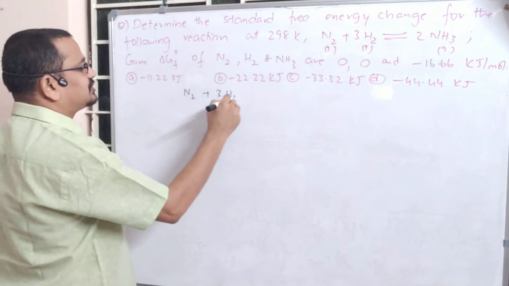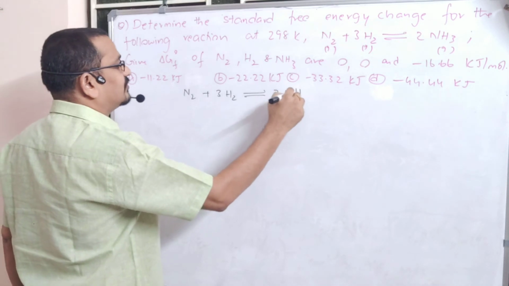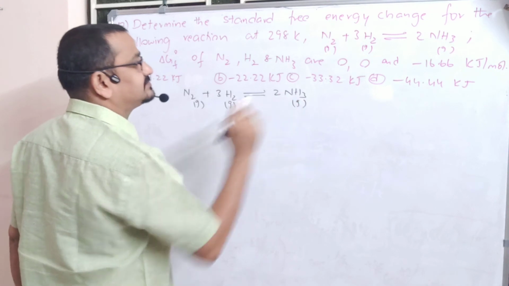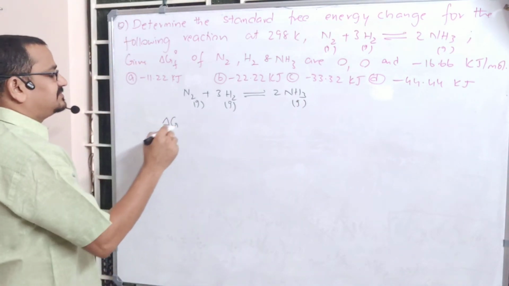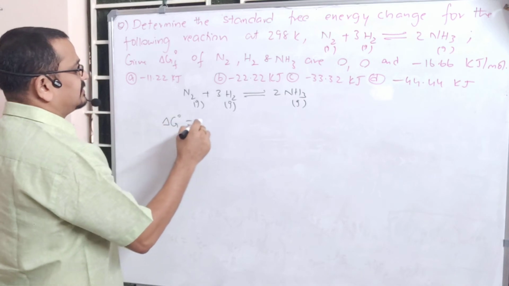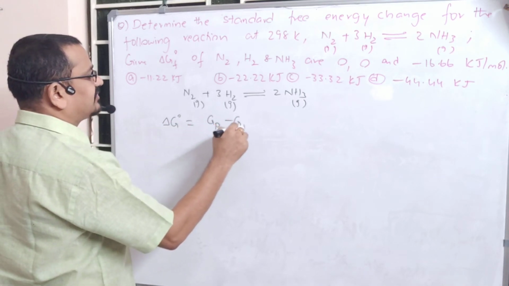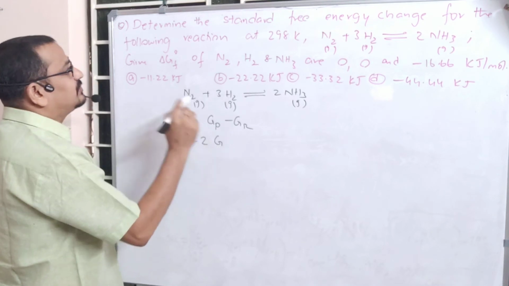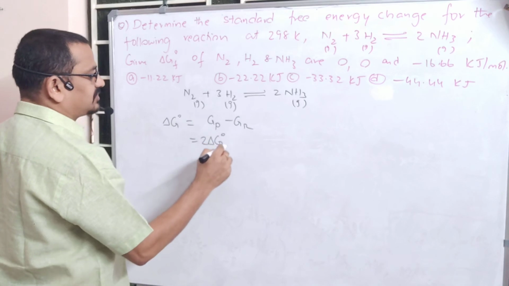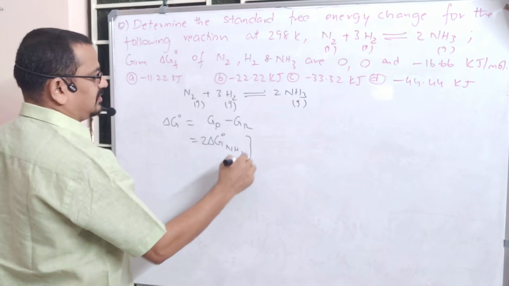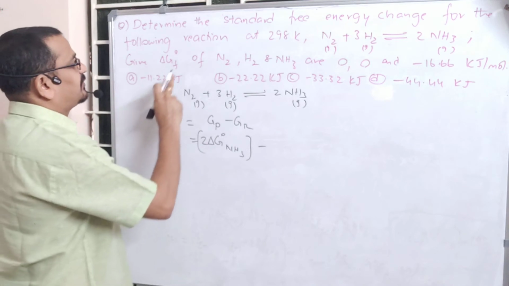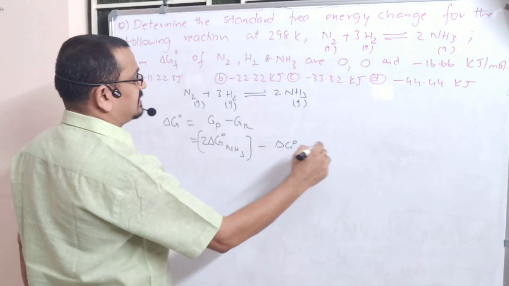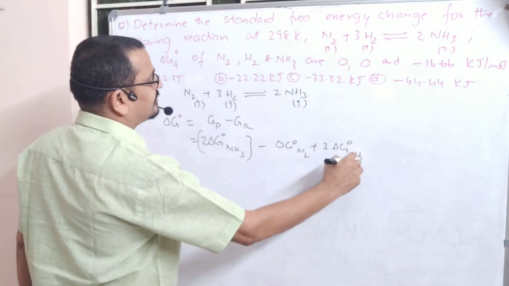N2 plus 3H2, which is at equilibrium with 2 moles of ammonia, all gases. Now, standard Gibbs energy change can be given as Gibbs energy change of products minus that of reactants. Gibbs energy change of products means 2 times delta G naught of ammonia, minus that of reactants, that is delta G naught of nitrogen plus 3 times delta G naught of hydrogen.